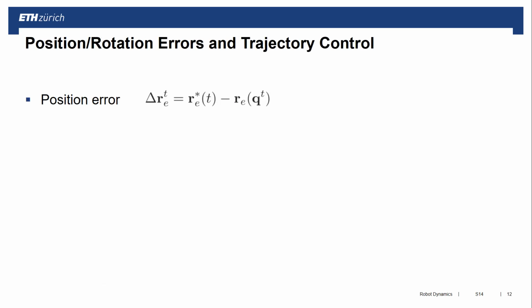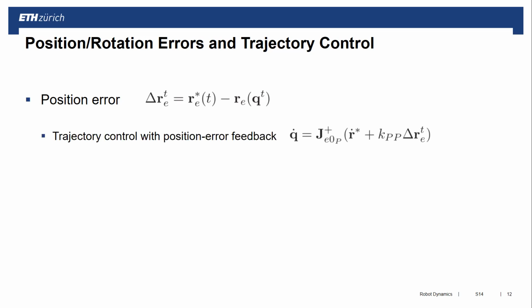Then we looked at kinematic control methods. For that, we had to understand what errors are. Now, can we embed this in a trajectory control? So we looked at both position and rotation errors. A position error is nothing else than my desired position minus my actual position. If I want a tracking controller here, I get my desired feed-forward velocity from my planner, plus my KP times this error. And I do the mapping from task space to joint space to get my joint space velocity.